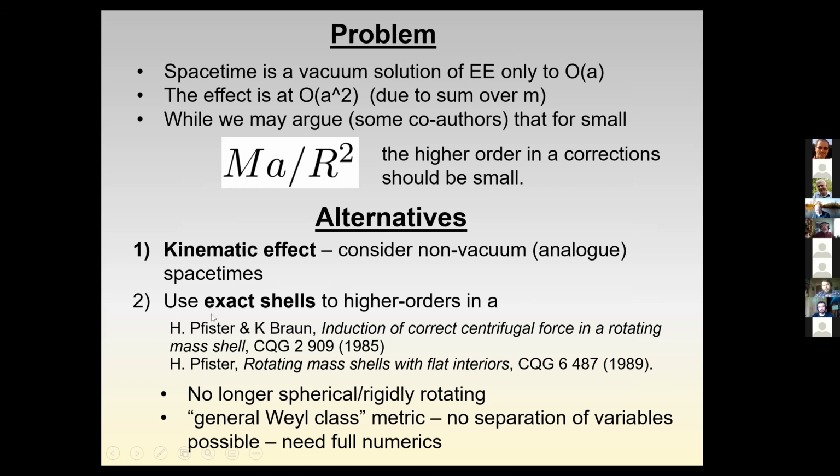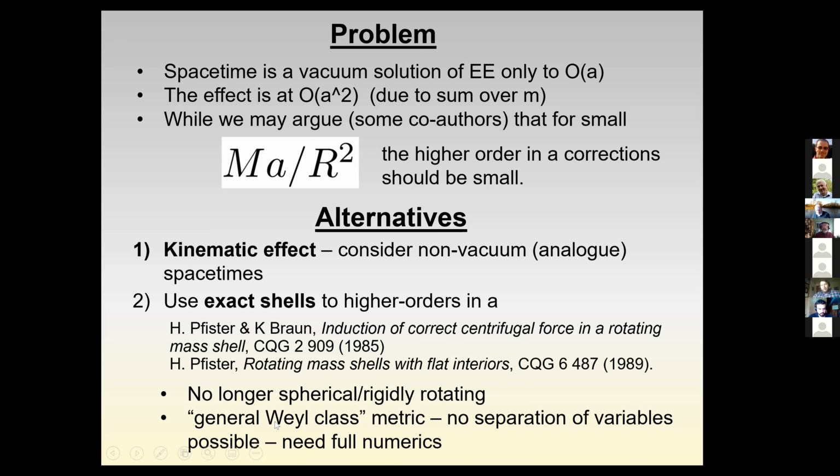The other possibility is to use exact shells to higher order in A, and surprisingly, these have been constructed to any order in A. Unfortunately, they are quite ugly, and so the shells are. So if you want to keep the inside flat, and the outside a vacuum solution of Einstein equations, then you run into a problem that the shell cannot be spherical anymore, and it cannot be rigidly rotating, and it's been shown in these papers.